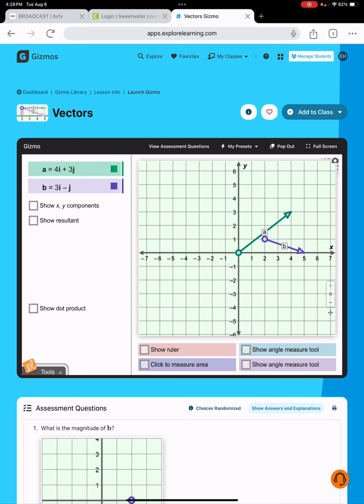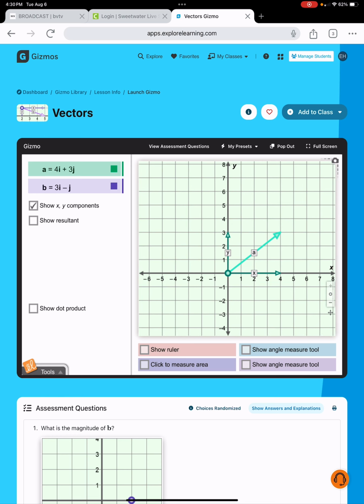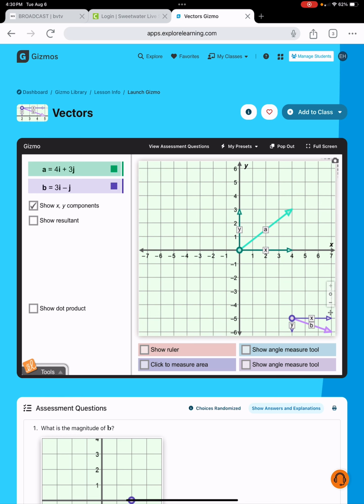Okay, show vector components, and you can see I'm going to move this vector B out of the way. In the x direction, we're going 4 units, and in the y direction we're going 3 units, going up. And that's how we get 4i plus 3j. Those are the components. Again, 4 units in the x direction, 4i, 3 units in the y direction, plus 3j.